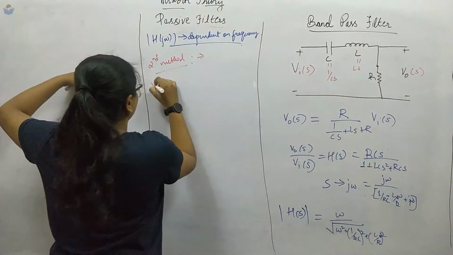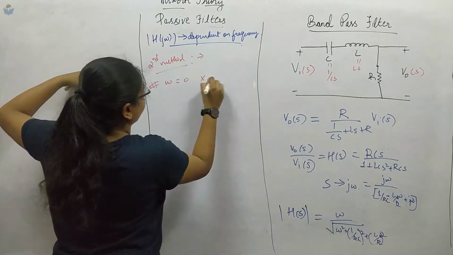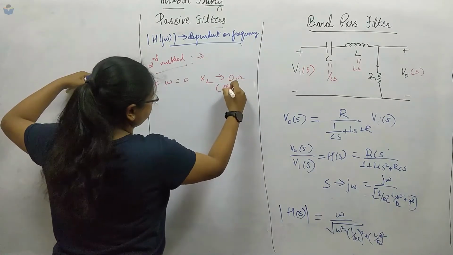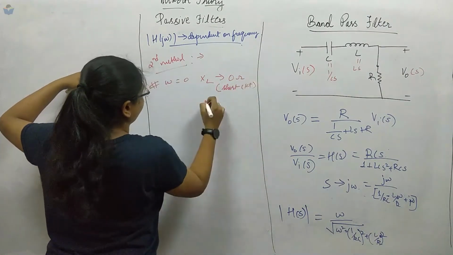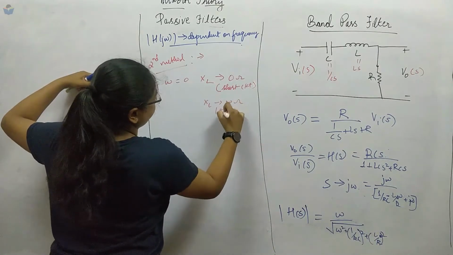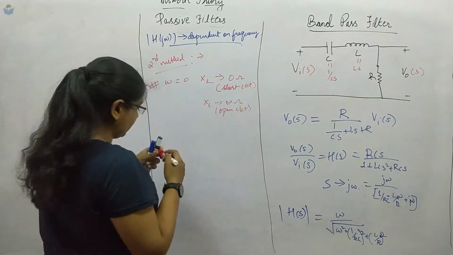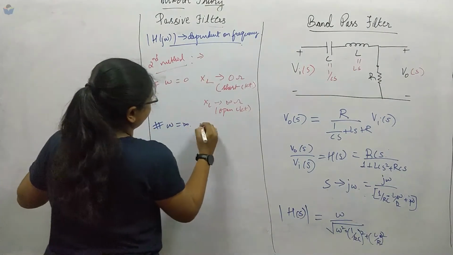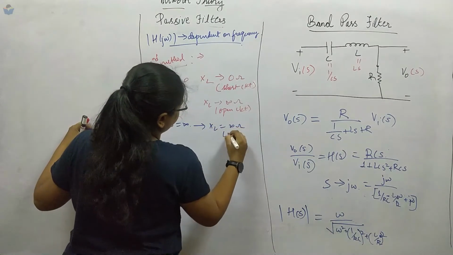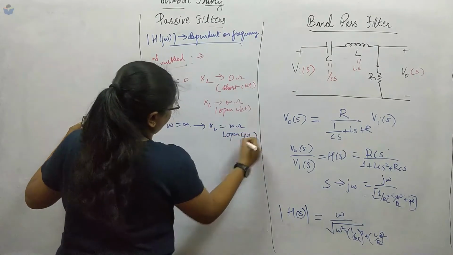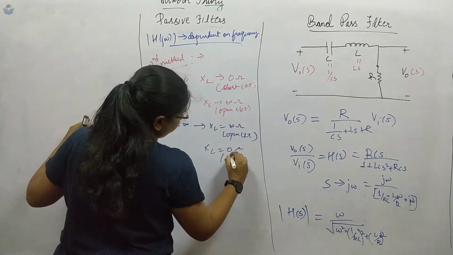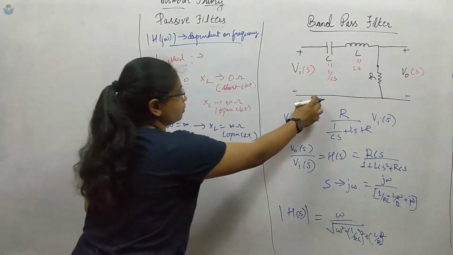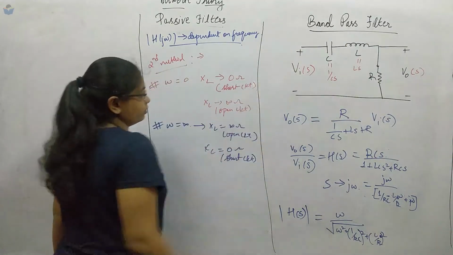During omega equal to 0, what will be XL? It is omega L, so it is 0 ohms. It means it is a short circuit path. XC is infinite ohms, so it is an open circuit. Similarly, when omega is infinite, XL will be infinite ohms, which means it's an open circuit, and XC will be 0 ohms, which means it is a short circuit. Till now it is clear.